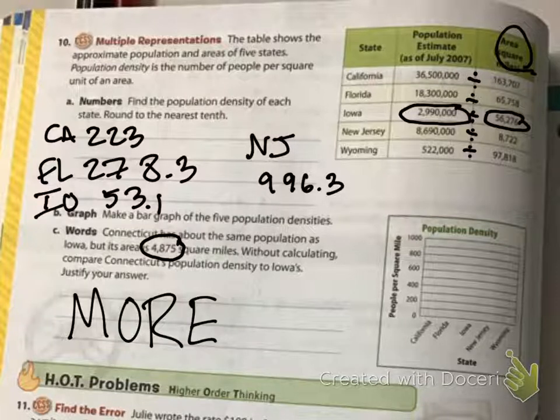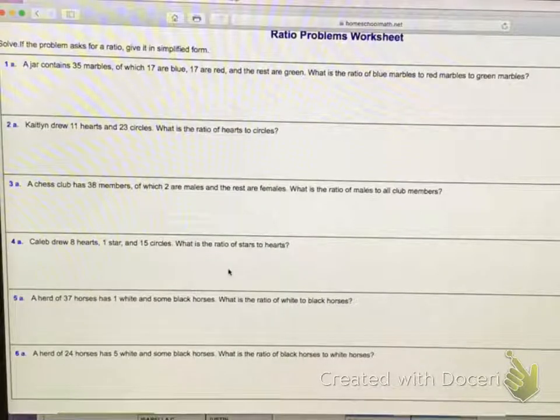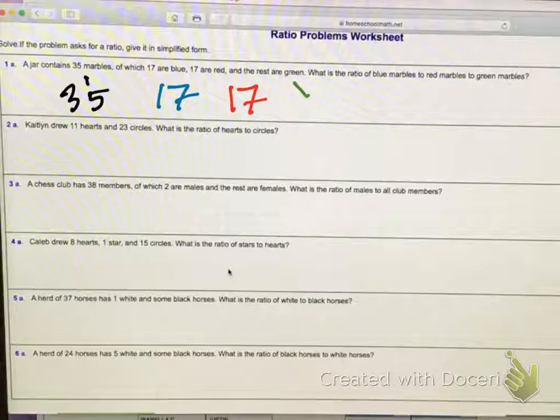So now we're going to look at some example problems that I pulled from the web. I know you guys can't see it, but I'm going to read it to you. I want you guys to write these in your books so that we can have some practice. Here's what we know. A jar contains 35 marbles. What we know about these is that 17 are blue, 17 are red, and the rest are green.